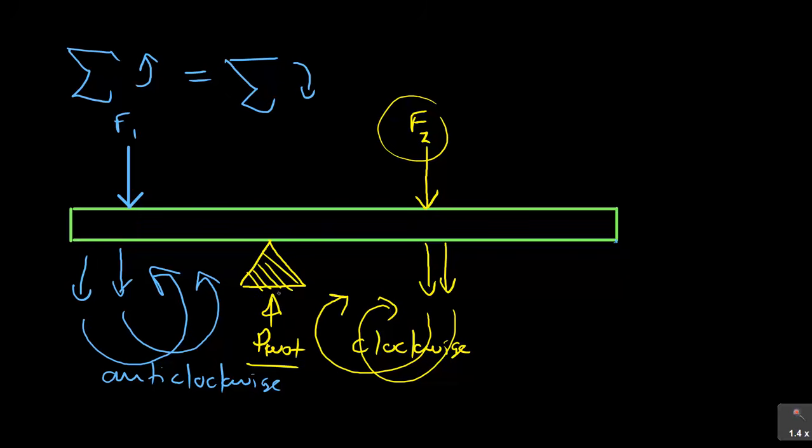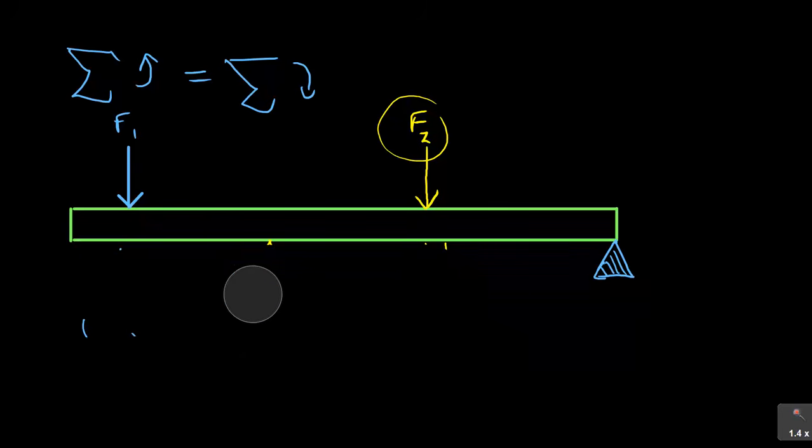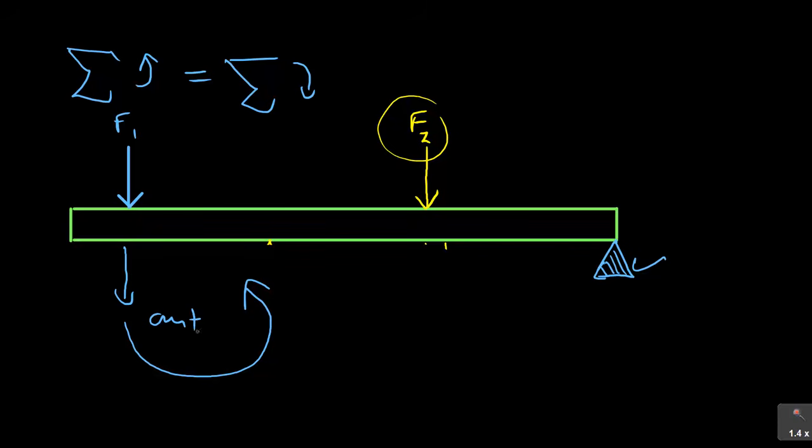Whenever you're saying moments about a pivot, you need to first identify which support you are dealing with. If I'm dealing with this support, what I must do is first ignore this other support and ask myself, what will be the effect of these two forces about this pivot? You can see that the first force will push this beam downwards and the rotation is anti-clockwise.